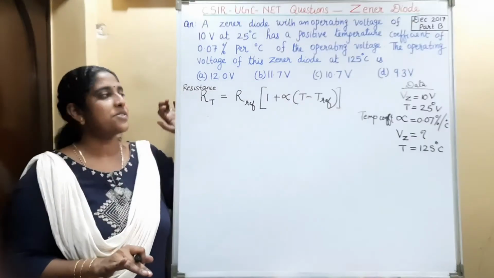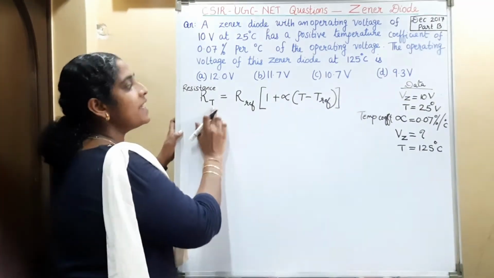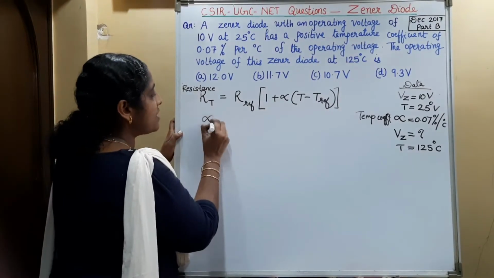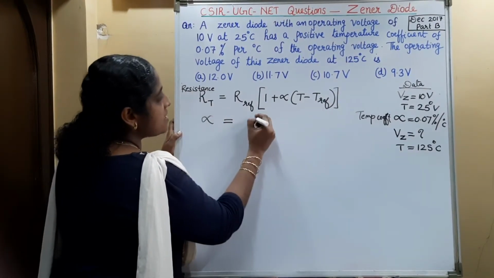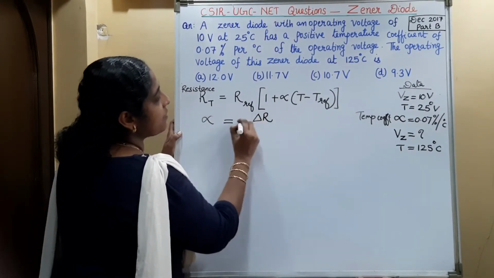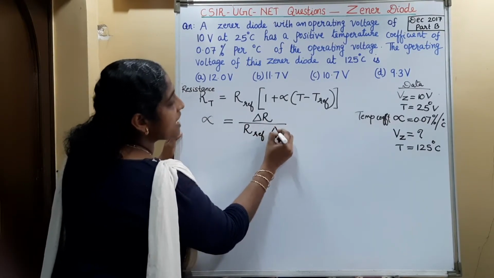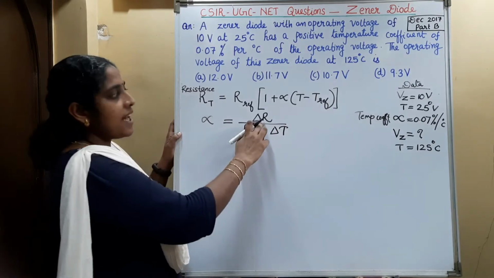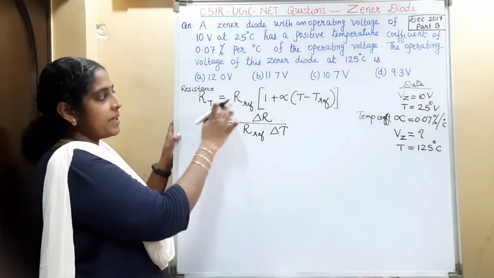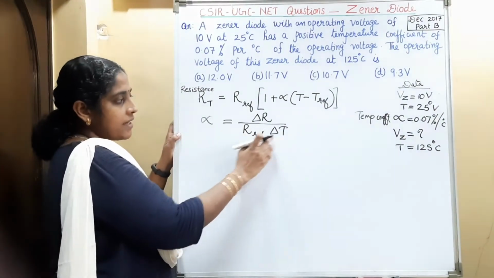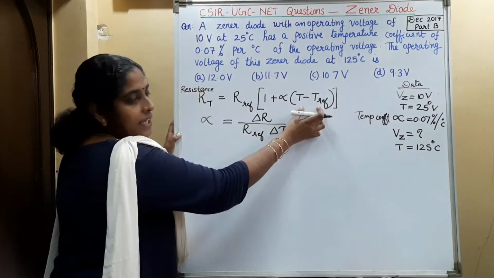From the general expression of this resistance at a temperature T, the temperature coefficient alpha is defined as the change in resistance divided by the reference resistance into the change in temperature, where delta R is the change in resistance, that is RT minus R reference, and delta T is the change in the temperature.